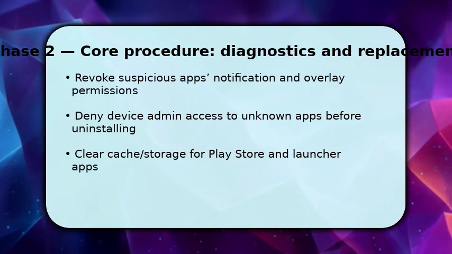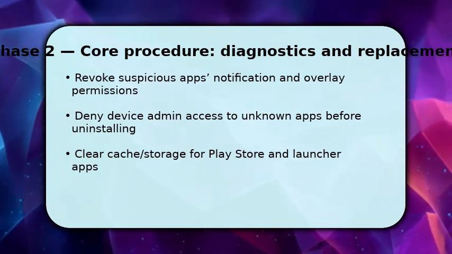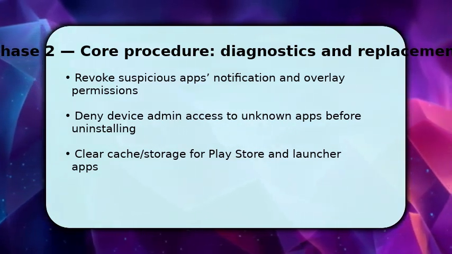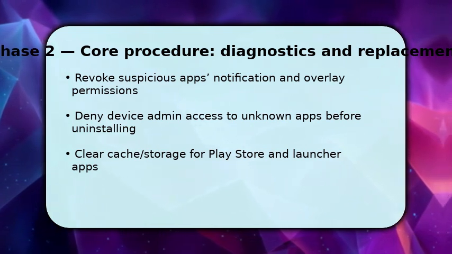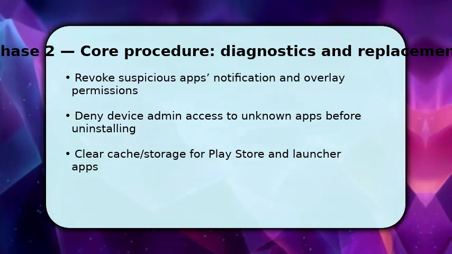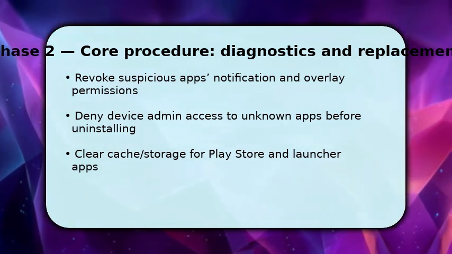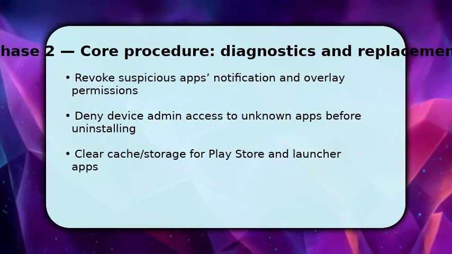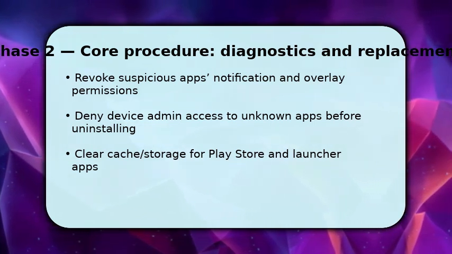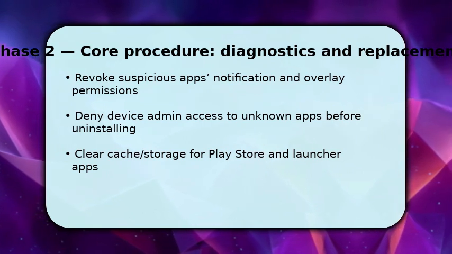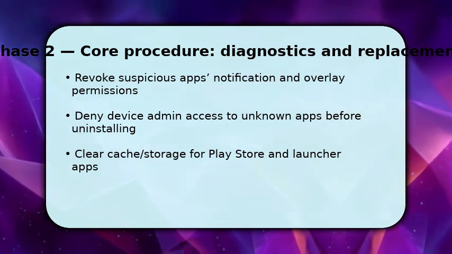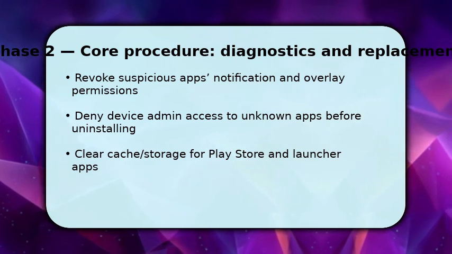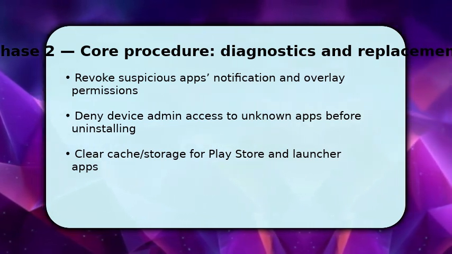Next, dig into app permissions and device admin settings, because adware often abuses overlays and admin rights. You should go to Settings, Notifications, and revoke notification access for the offending apps. Then go to Special App Access and disable display over other apps. Make sure to remove device admin privileges under Security before uninstalling, otherwise the app blocks removal.